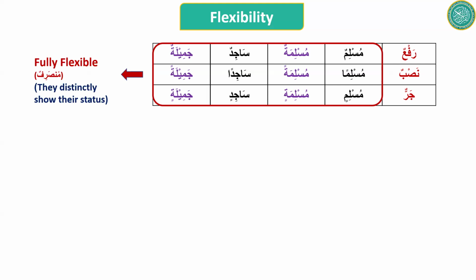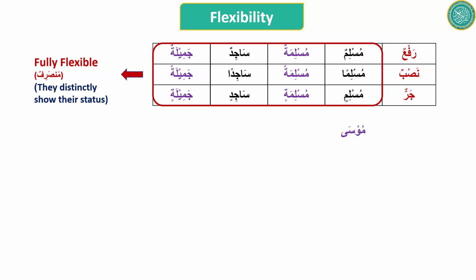Why? Because they distinctly show their status. Rafa, Nasab, and Jar are different from each other, and it's very easy to tell their status. They are called fully flexible words, fully flexible ism. Okay, so this is one category. You're already aware of that. We just gave it a name: fully flexible.